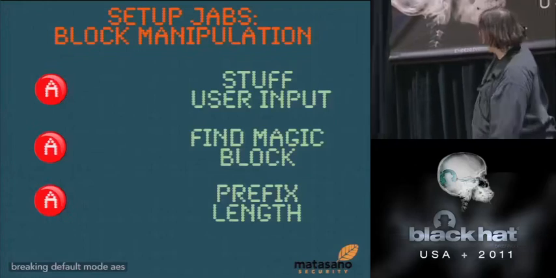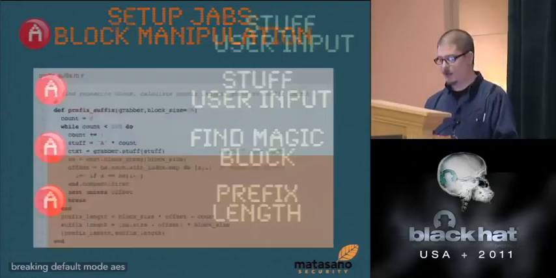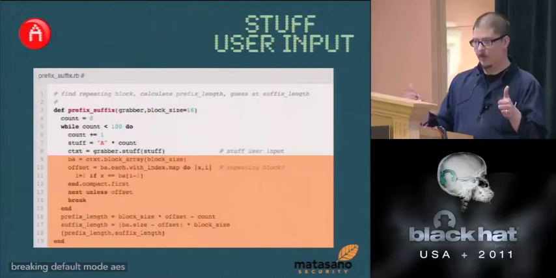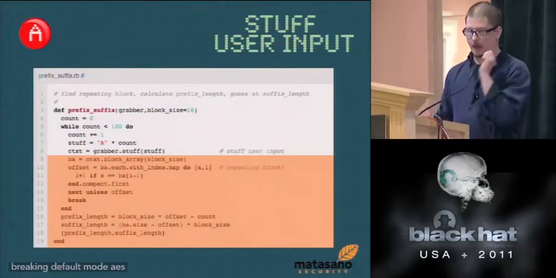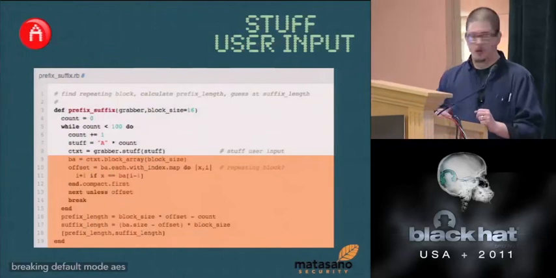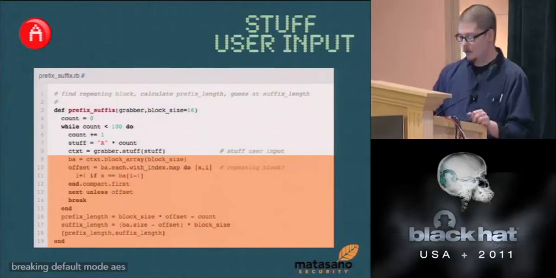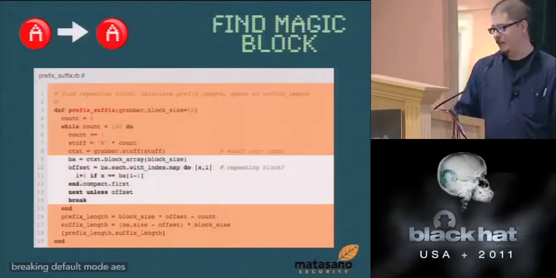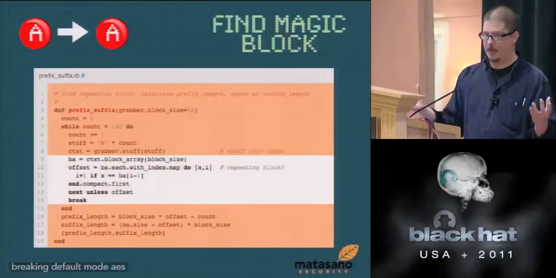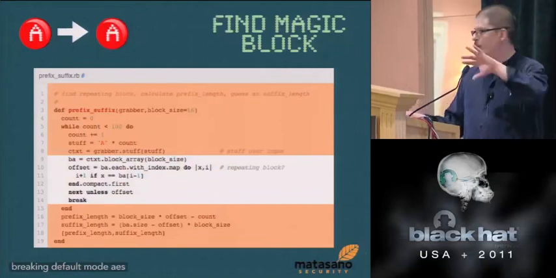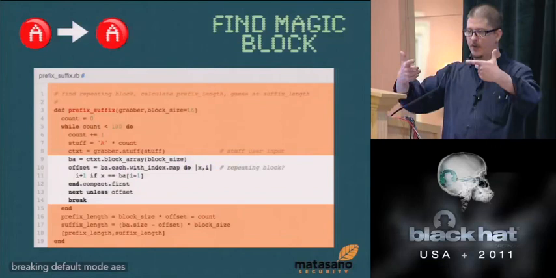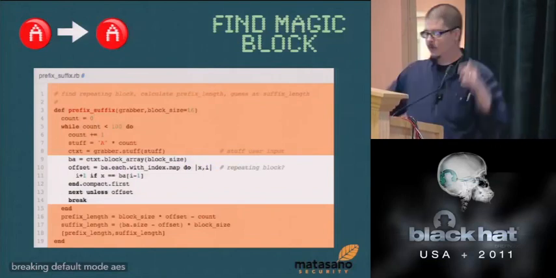So these are the steps to actually do that, right? The first thing we're going to do is stuff the user input one byte at a time. We're going to start with A, then AA, then AAA. Each time we're making a new request and seeing what comes back. As we do that, we check each time to see if any blocks repeat. We're going to find the magic block. If you remember back to the hex dump, we know that the encryption of all A's is that string.